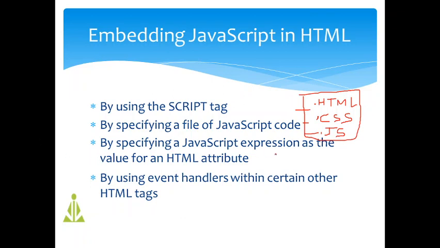By specifying a JavaScript expression as the value of an HTML attribute, and by using an event handler within certain other HTML tags. So these are the things we will use: the JavaScript expression, and we will see the HTML attributes, and we will get the result. Okay, and I will show you one simple example for today.